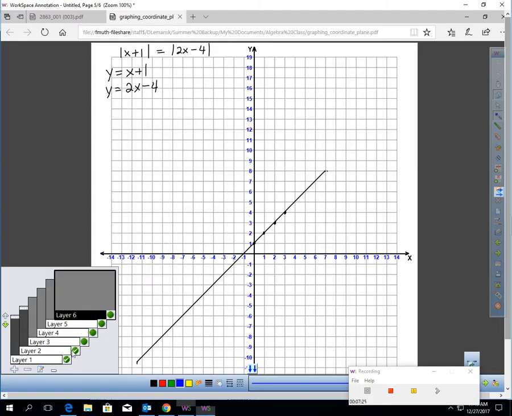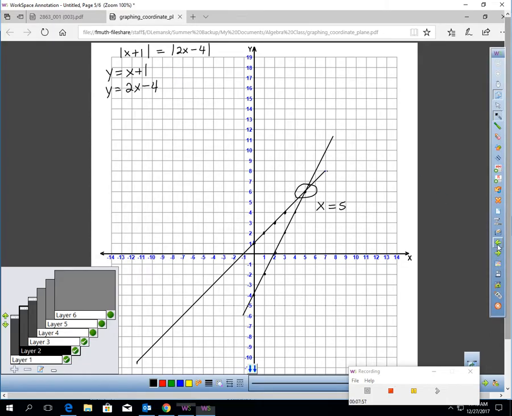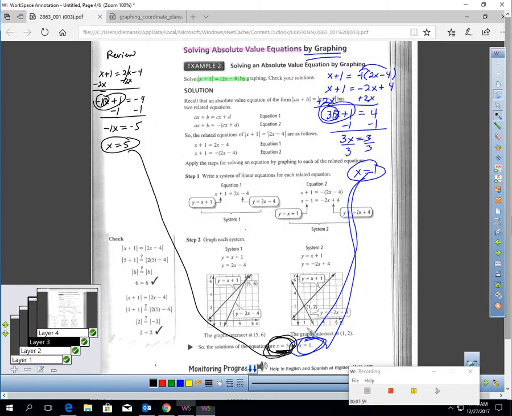Here's the line for y equals x plus 1. Do you notice? Y-intercept 1, slope 1. My second equation has a y-intercept of negative 4 and a slope of 2. That's why I'm going up 2 over 1. And x equals 5. This is the point 5, 6, so x is 5. That's one solution to the problem, and you notice it matches what I had here.